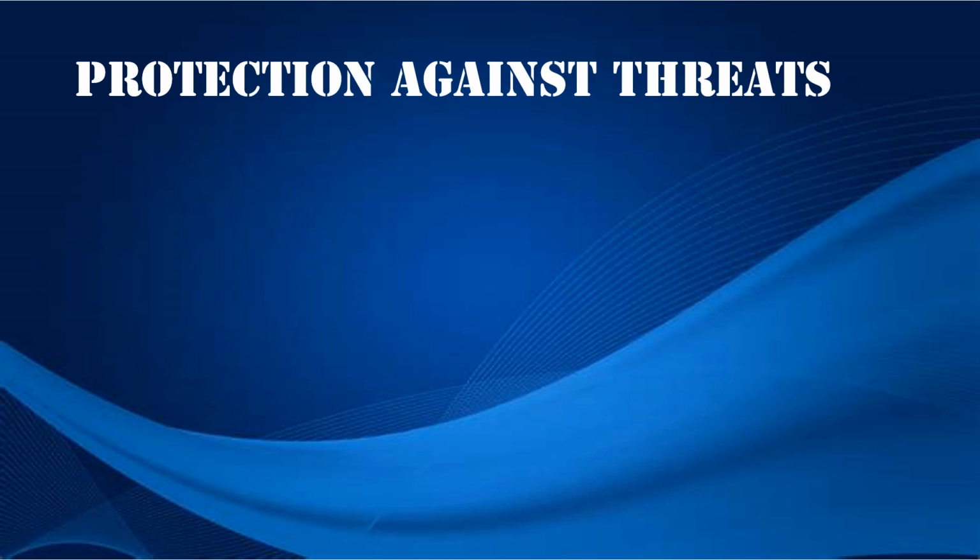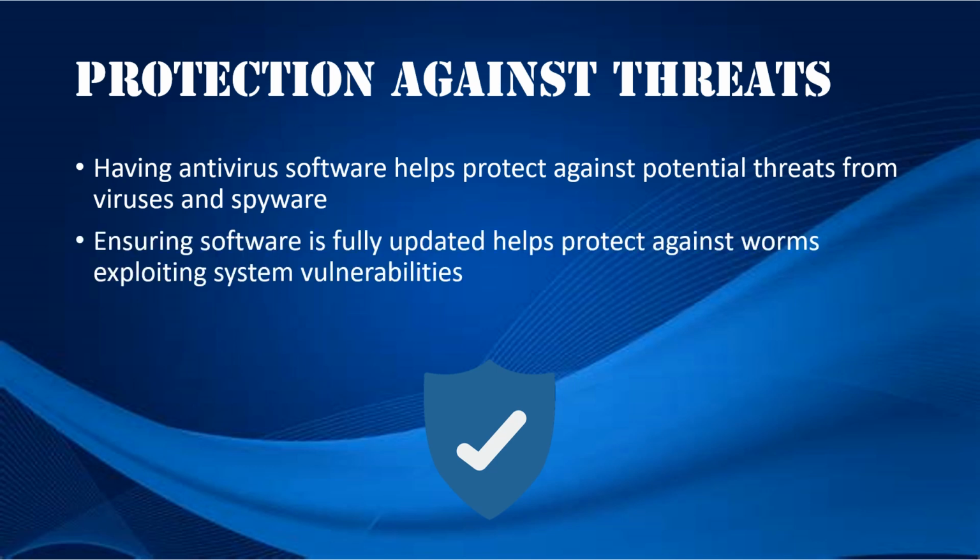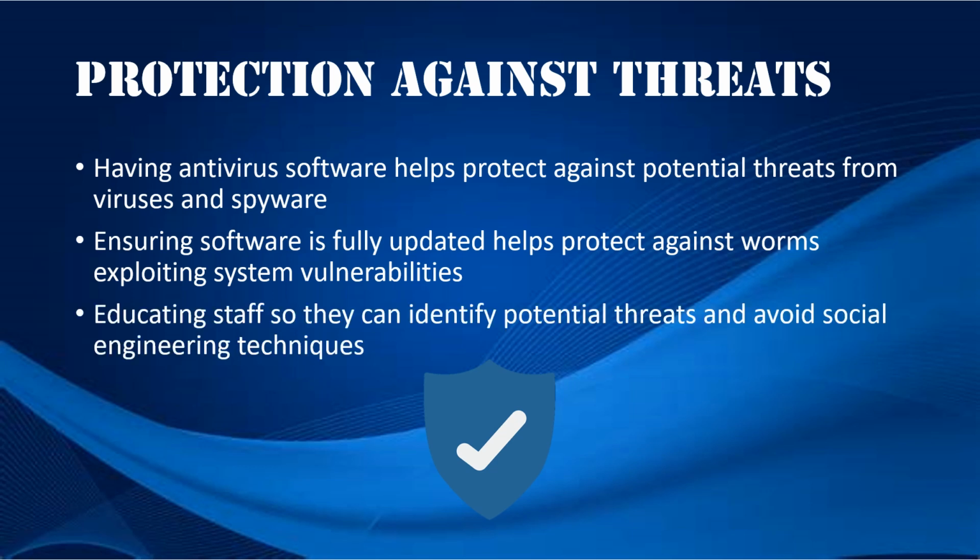Networks connected to the internet can help try to protect themselves from malware by having antivirus software, which helps to protect from potential threats of viruses, and will also these days cover spyware as well. Ensuring that their software is fully updated so that they have protection against worms that look to exploit system vulnerabilities. And probably most importantly, educating staff so they can identify potential threats and avoid social engineering techniques that might be used to try and gain access to the network.